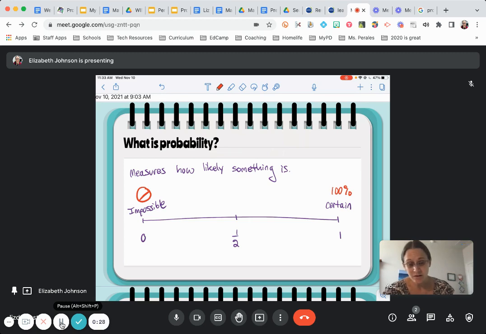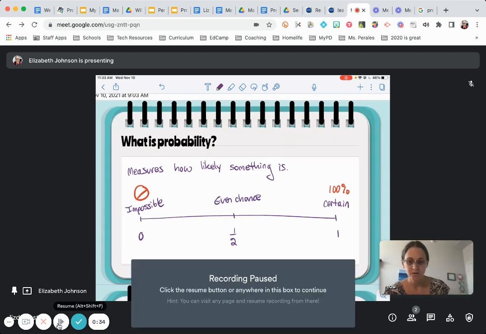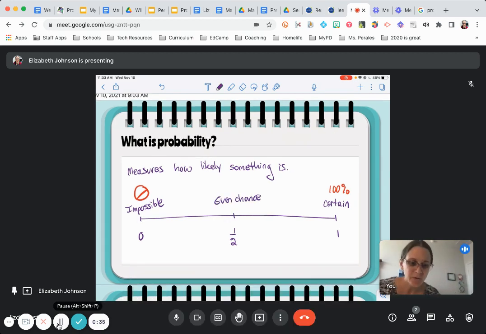Now, in the middle, we have equally likely. It's as equally likely to happen as not happen. This is like when you flip a coin. You have a 50% chance of getting heads and a 50% chance of getting tails. The probability of getting tails is equal to the probability of getting heads. It's an even chance either way. So that's what happens when we have 1/2.